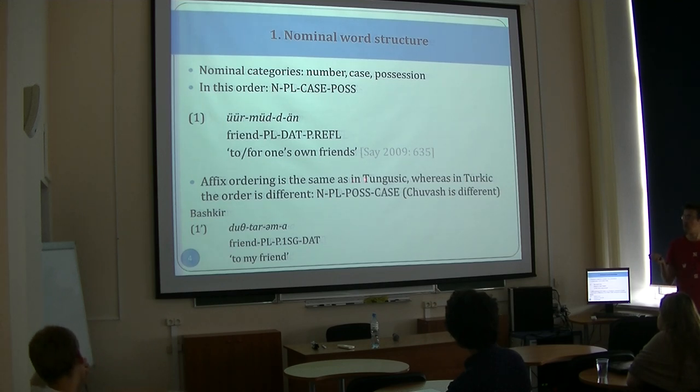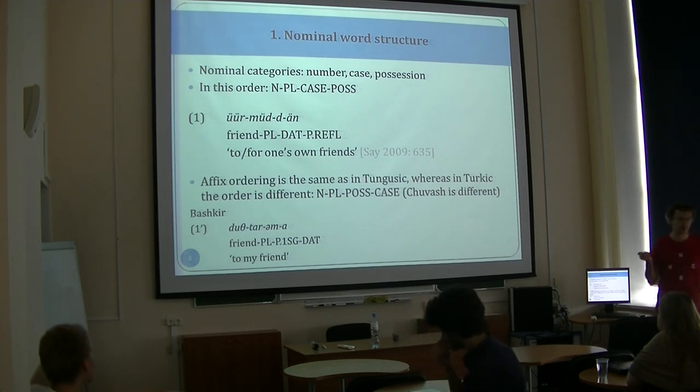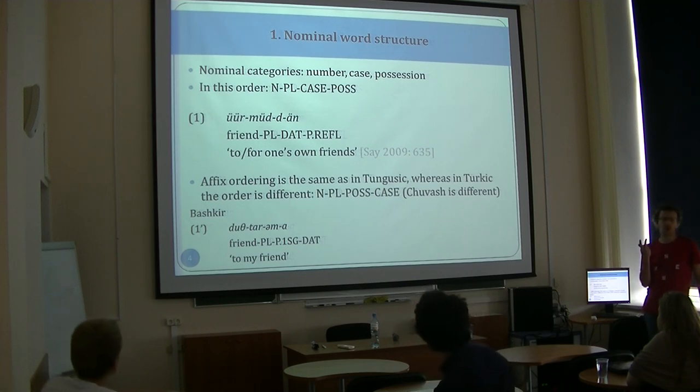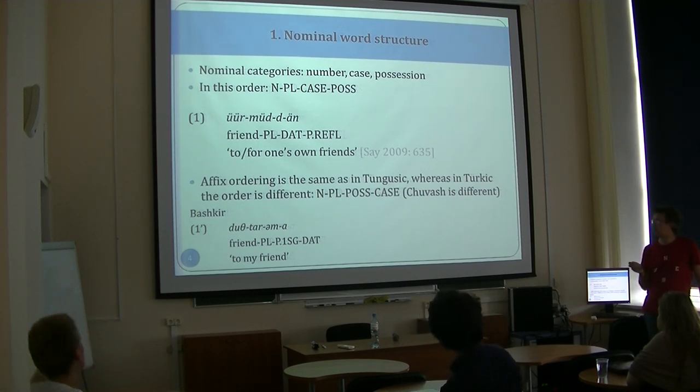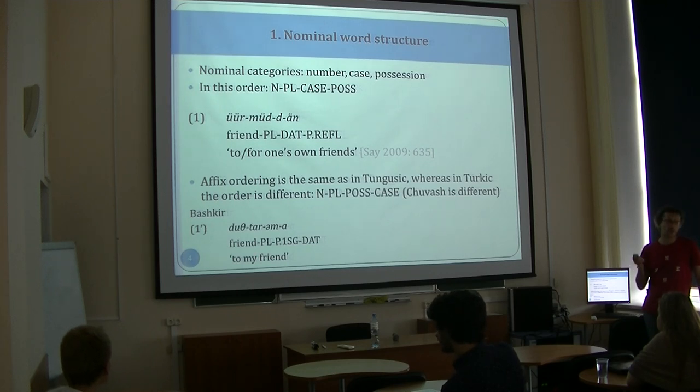In both Mongolic and Tungusic, the order is like that, whereas in Turkic the order is different. The plural marker comes closest to the stem, as in Mongolic, whereas the other two are shifting around. The possessive comes first, before the case marker. Just for comparison, we've got a nominal phrase, a noun form from Bashkir, a Turkic language, and you see the order is different. It's a very important question in terms of the history of these languages: how did it happen that the grammatical values have different orders?